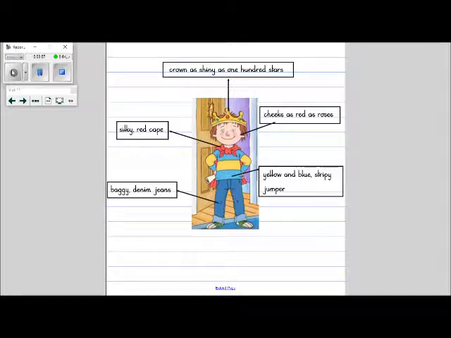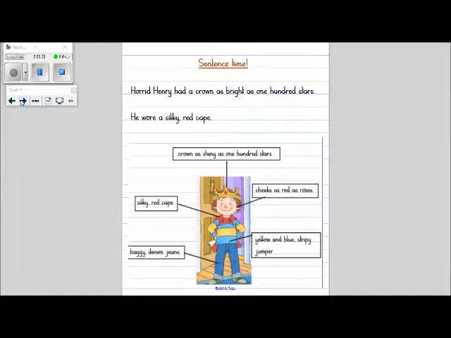Here are some examples of what you could have written. Now it's time to write our sentences. Using our descriptive language, can we write some sentences to describe Horrid Henry?